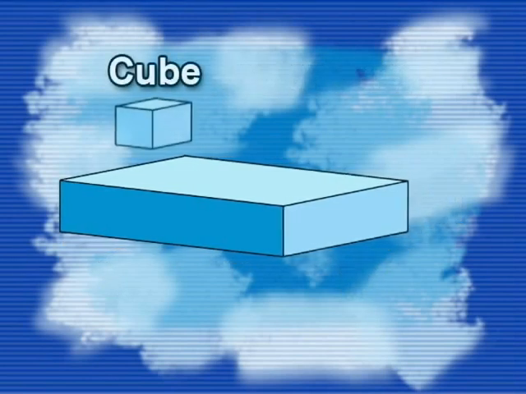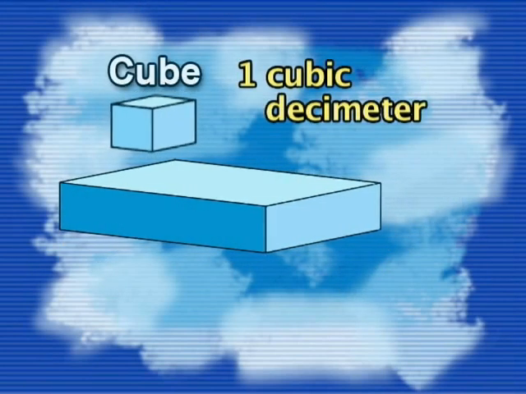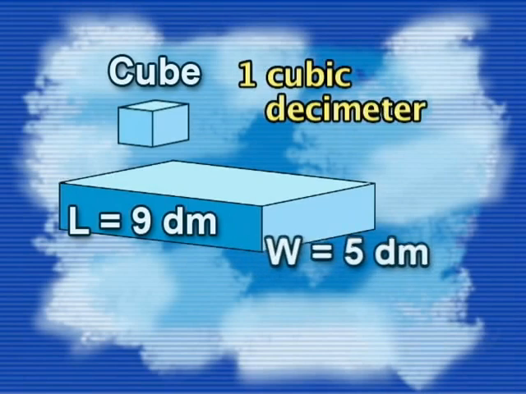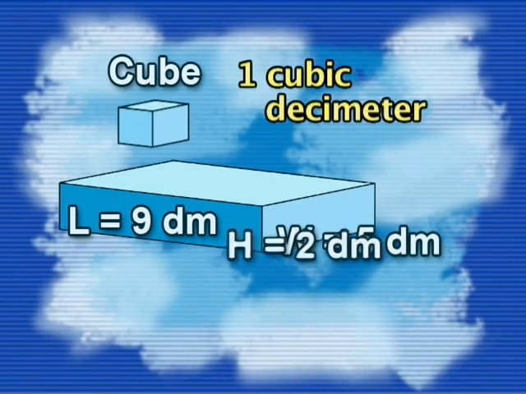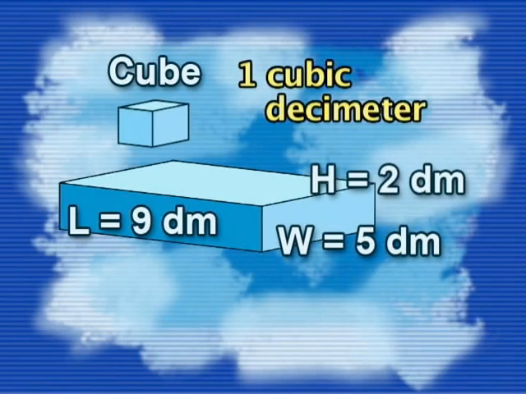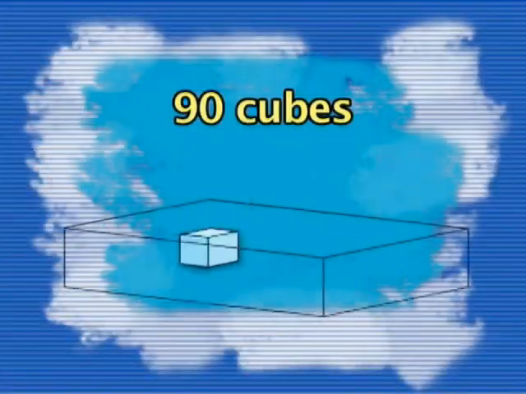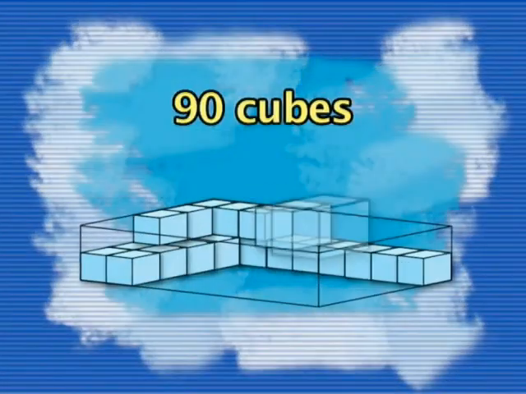Let's say the cube measures 1 cubic decimeter and the rectangular box is 9 decimeters long, 5 decimeters wide, and 2 decimeters high. How many cubes were able to fit in the rectangular box? 90. That's a whole lot of cubes.